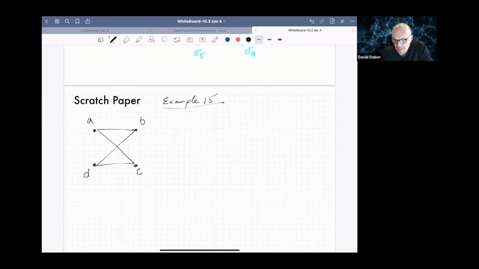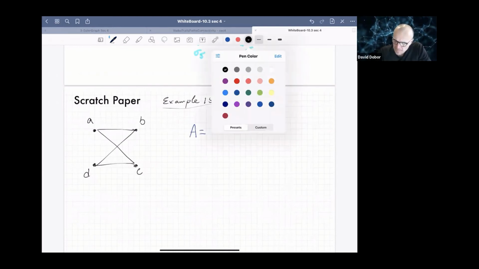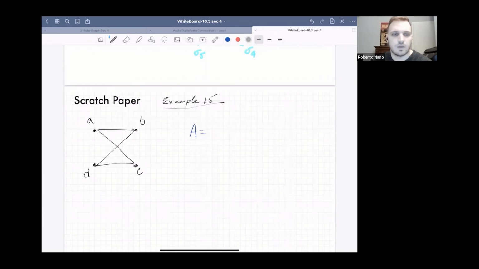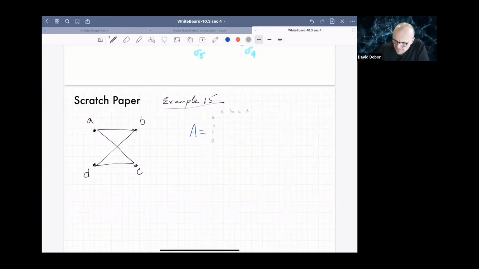So let's get started. First thing I want to do is write down the adjacency matrix of this graph. First of all, I have 24 adjacency matrices for this graph I could write down. Why did I say that? It depends on the ordering, A, B, C, D, or B, C, D, A, whatever. So let's use this A, B, C, D ordering and write down the adjacency matrix.